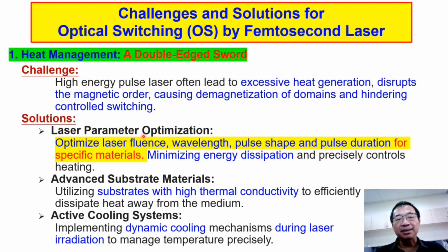The solutions. 1. Laser parameter optimization. Optimize laser fluence, such as wavelengths, pulse shape, and pulse duration for specific materials, and minimize energy dissipation and precisely control heating. Next is advanced substrate materials. Utilizing substrates with high thermal conductivity to efficiently dissipate heat away from the medium. The third one is active cooling system, implementing dynamic cooling mechanisms during laser irradiation to manage temperature precisely.